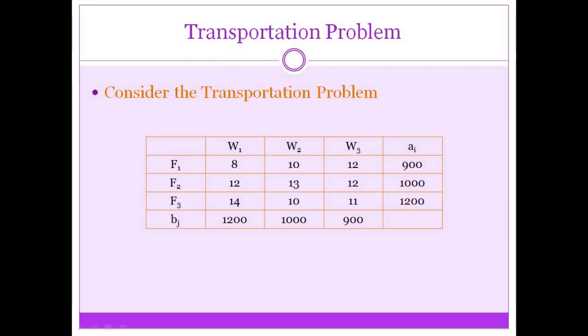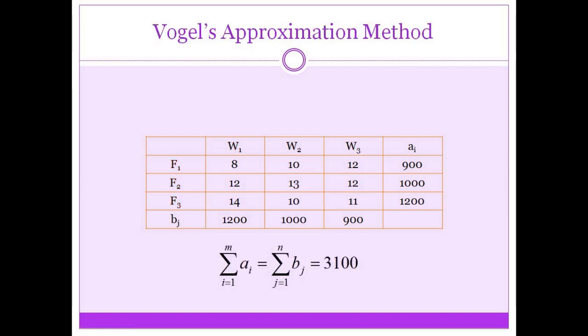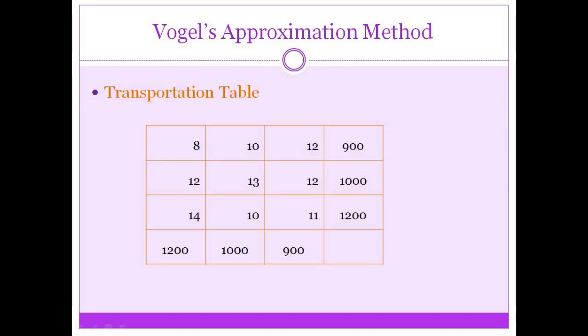Okay, let us consider a transportation problem. This problem has 3 sources and 3 destinations. Here we may note that sigma Ai equals sigma Bj. So we can find a feasible solution for this transportation problem. First, we are constructing the transportation table.